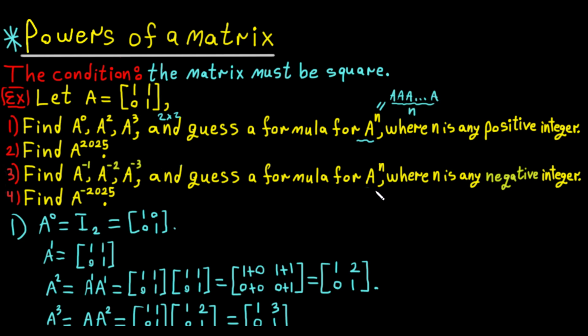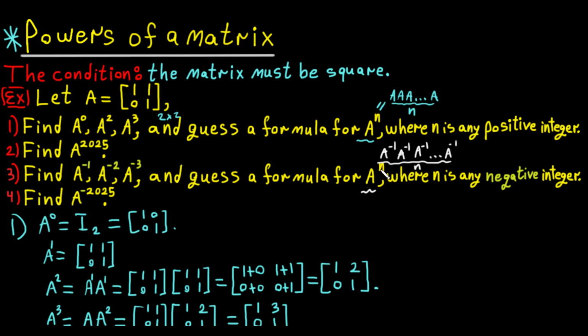The same thing here. This one is the same as here, but here we have A power minus 1 multiplied by A power minus 1 multiplied by A power minus 1 and so on. So here we have n copies, the same as here, but with A power minus 1. And this is called, in linear algebra, A inverse.